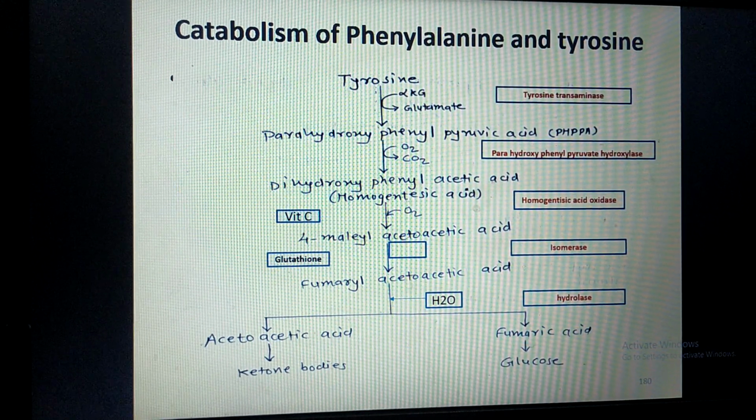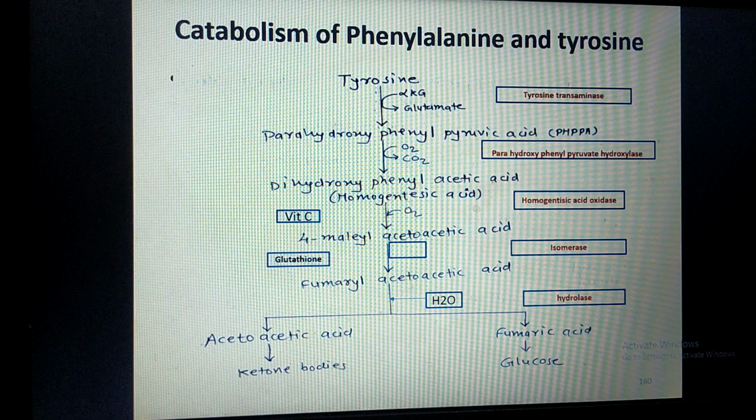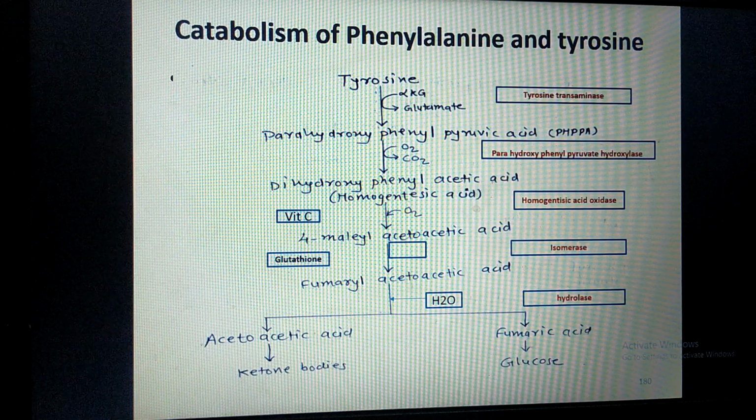After formation of tyrosine, we will see catabolism of tyrosine. So this pathway shows catabolism of tyrosine. First, tyrosine undergoes transamination where the amino group from tyrosine is removed and added to alpha ketoglutarate to form glutamate. This is a transamination reaction. The enzyme is tyrosine transaminase and the coenzyme is, as usual, pyridoxal phosphate, which is essential for all transamination reactions.